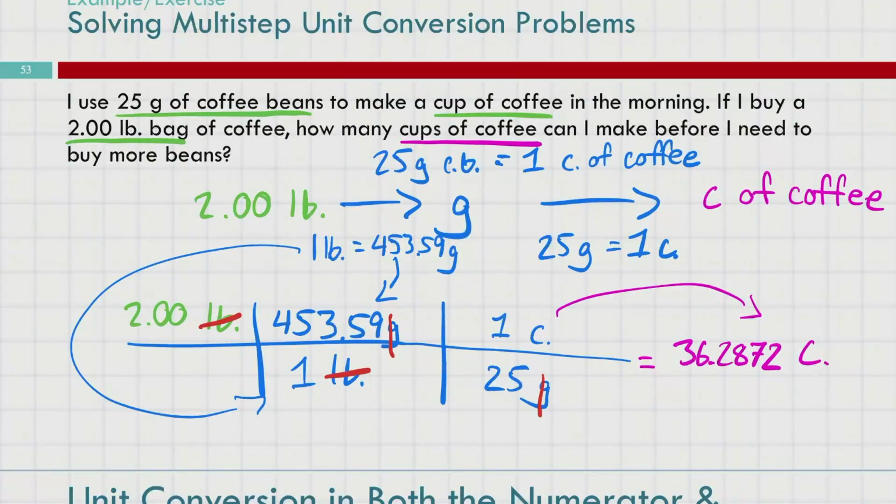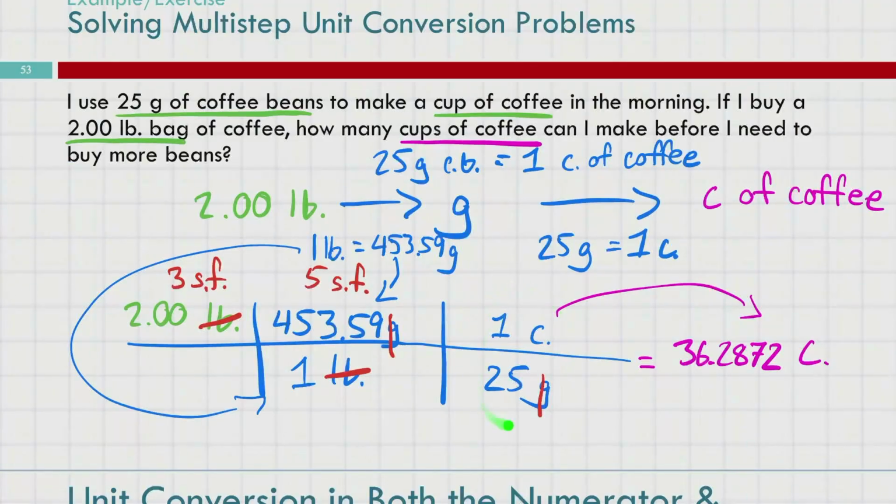Is that our answer? Not quite, but we're very close. What do we need to do? You're thinking it. Significant figures. So 2.00 has how many significant figures? It's 3. So we've got 3 significant figures. How many does our first conversion factor have? 453.59. 5.